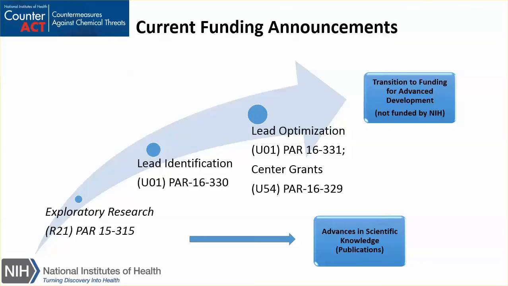Our current funding announcements include exploratory small grants to conduct basic research on the toxicology of chemical threat agents, to advance our scientific knowledge that is so critical to understanding therapeutic approaches, and other studies to obtain preliminary data for application submissions to more advanced funding announcements that include a lead identification funding announcement, a lead optimization funding announcement, and a research centers of excellence solicitation. These will be discussed in the following slides.